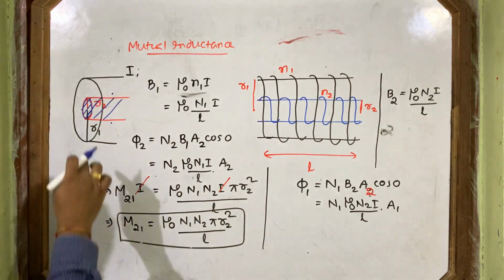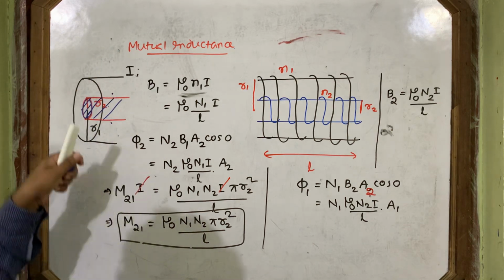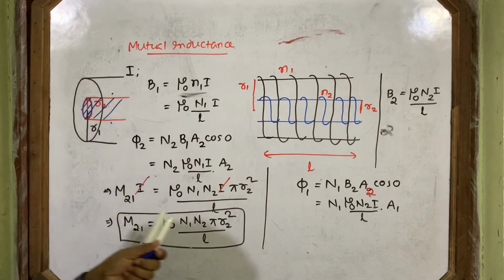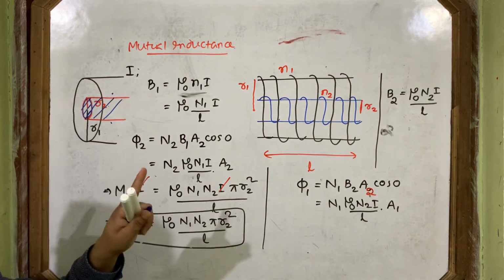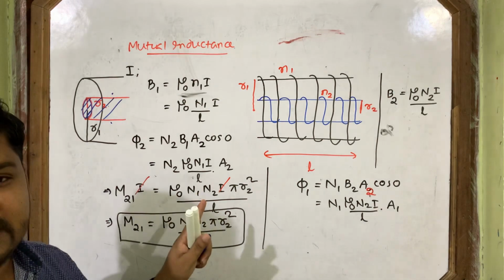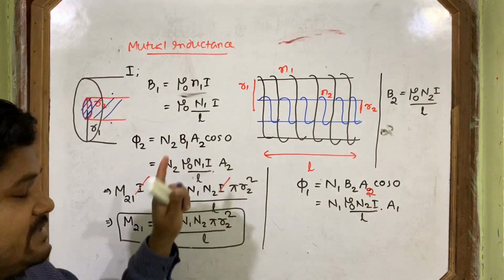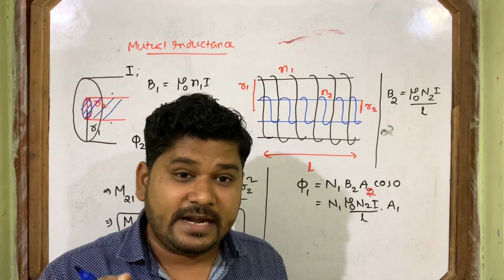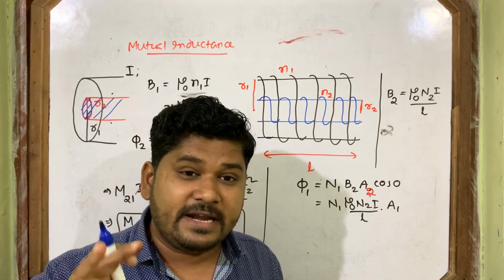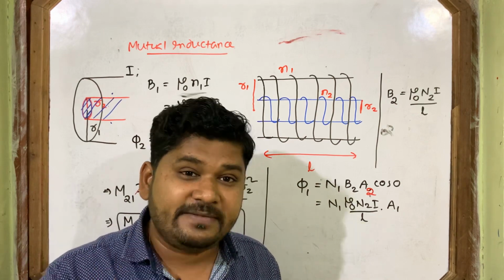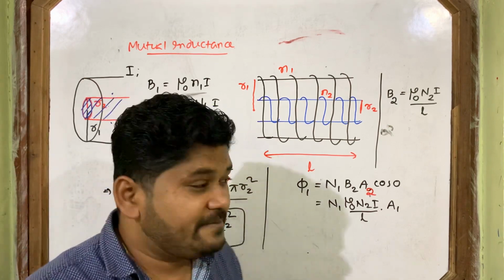So, when you find the flux linked with the outer solenoid, you should take the area of the outer solenoid, that is A1. But you cannot take it here. Why? Because the area we are taking is not only how much area is there, that area is within how much area magnetic field is there.